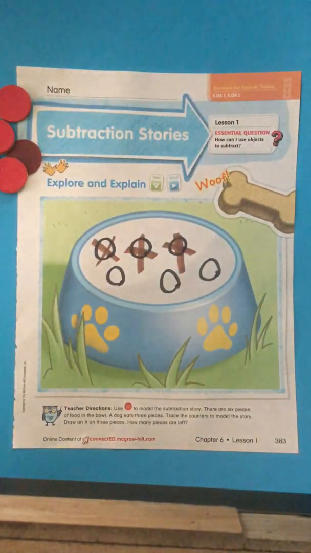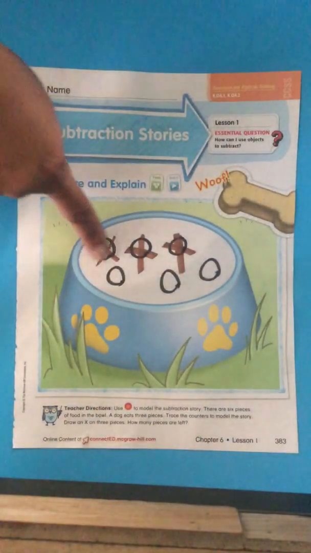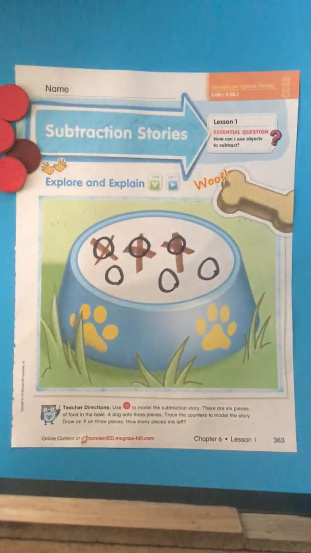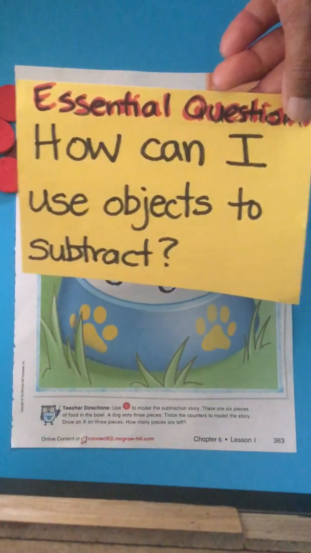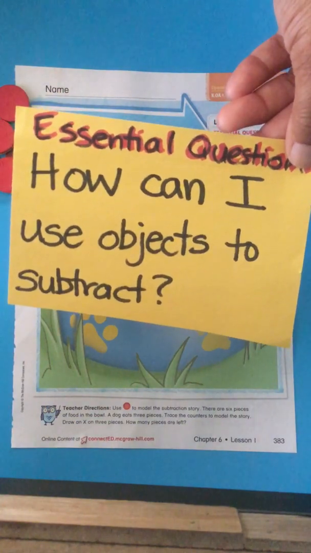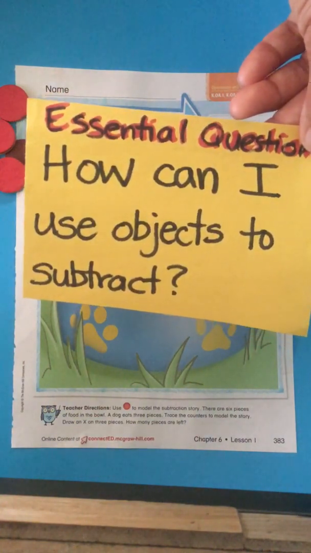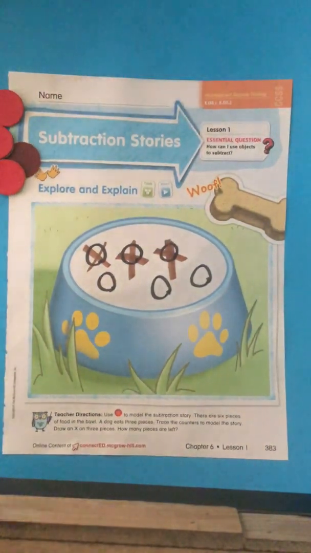So boys and girls, let's review. What's our vocabulary word? Say take away. Take it away. We're going to show that by what? X. Let's go over our essential question because we kind of answered it today. How can I use objects to subtract? We can make an X and we can draw them and then remove them, right? To show how many are going to be left. Okay? Good job, boys and girls. Keep up the great work.